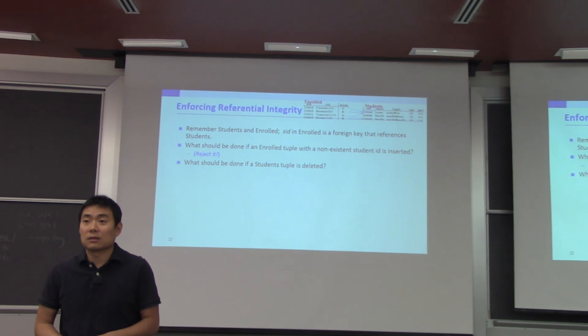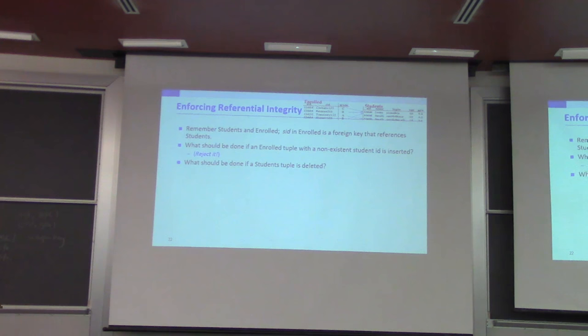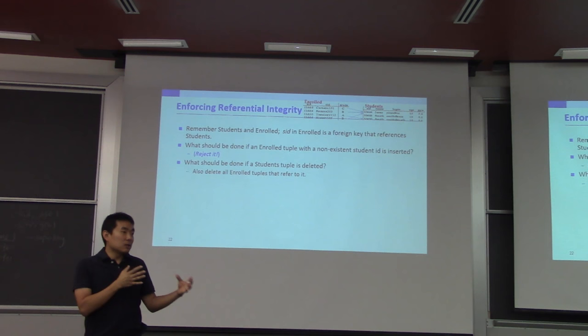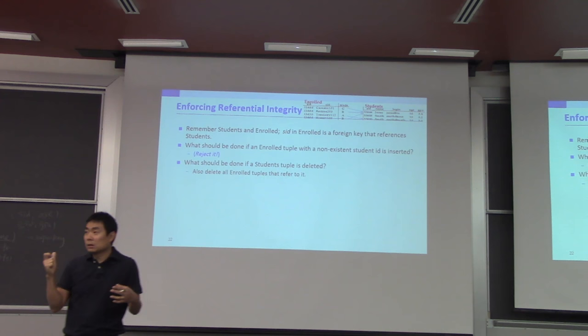Very natural and intuitive. But what happens if a student tuple is deleted? Well, one option is to delete automatically, meaning the programmers or the users of the database system don't really have to worry about it. He or she has deleted a student record, and the underlying system will automatically delete all the enrolled records referring to that student record. Why do we need to do this?